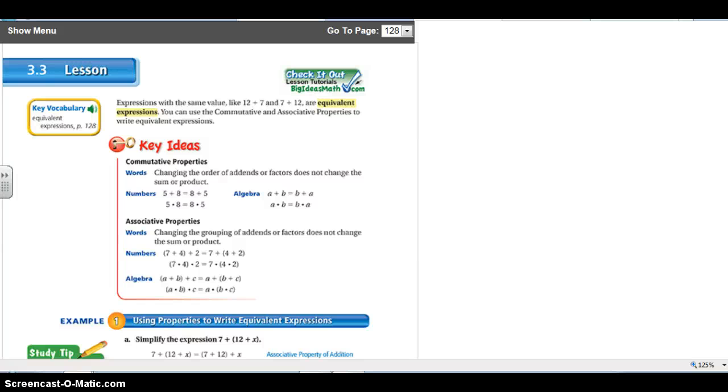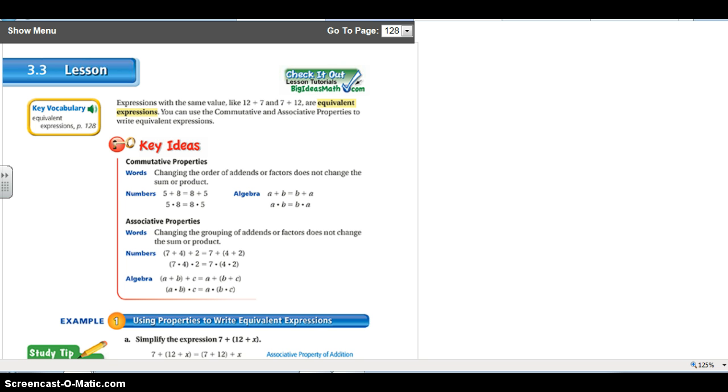Lesson 3.3. We are working with the essential question of, does the order in which you perform an operation matter? We're taking it to another level, and we're actually identifying the specific expressions that tie with each algebraic expression that you write.